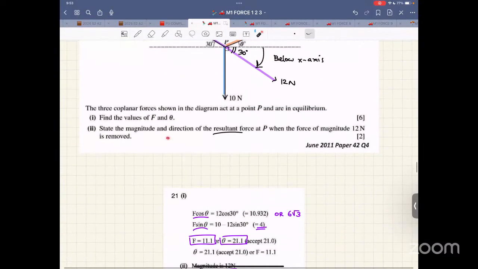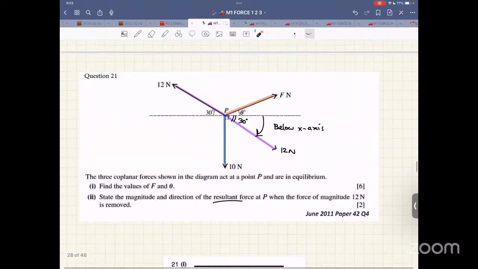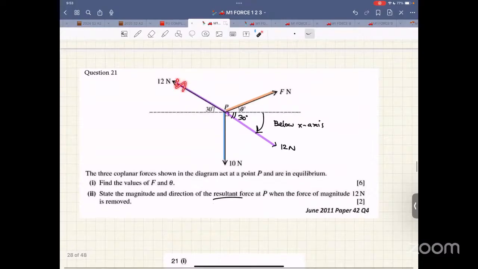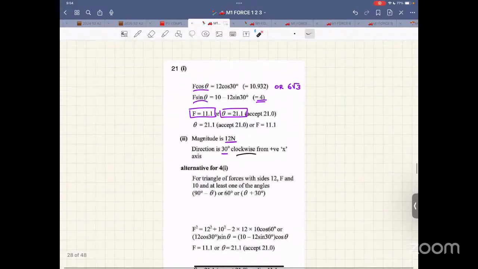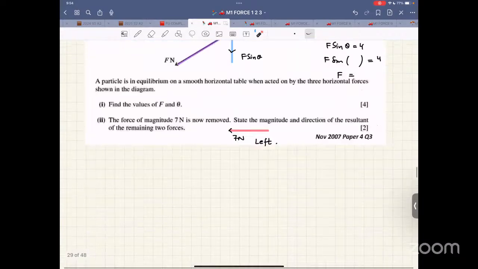Now it says state the magnitude and direction of the resultant force at P when the force of magnitude 12 Newton is removed. So if I remove the force of 12 Newton, basically 12 was balancing these two, correct? So 12 Newton is balancing these two. So basically this and this were equal. If this thing is removed, we only have this force. So 12 Newton, that's the resultant. It's making an angle of 30 degrees with the x-axis. That is the basic idea.